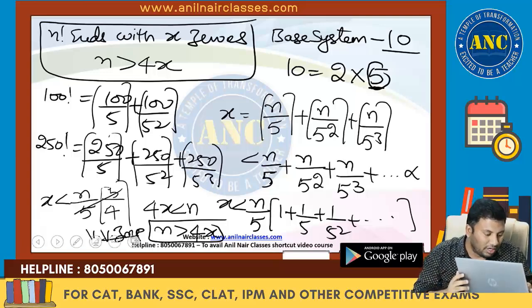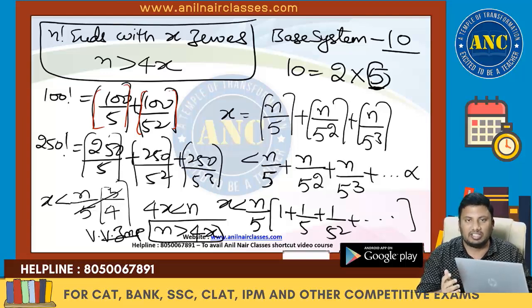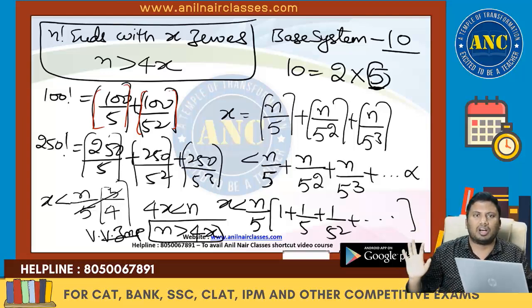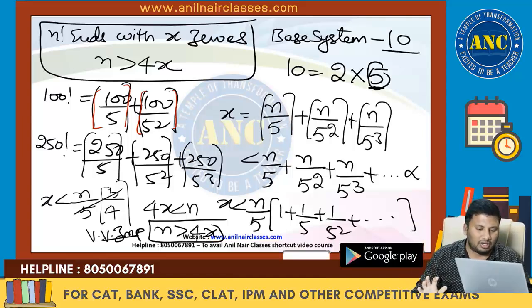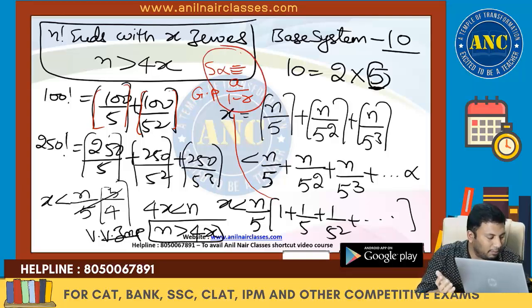When we are ignoring decimals here, we are considering the floor function, or in mathematical language, the greatest integer function. Ignore all the values after the dot. X is less than n by 5, plus n by 5 square, and so on. This is a GP series, and the sum of infinite terms is a by 1 minus r.